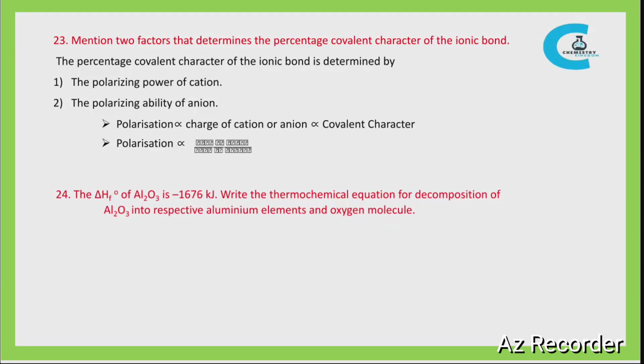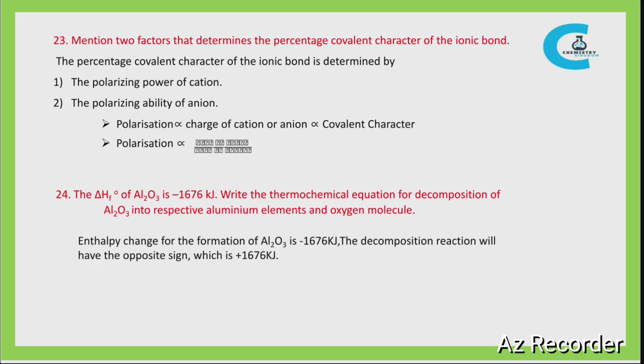Next one, oxygen molecule. They're asking for the thermochemical equation for decomposition of Al2O3. Just write the equation. The formation of Al2O3 is minus 1676, then decomposition will be plus 1676. The thermochemical equation is Al2O3, just heat it, you will get 4Al plus 3O2. This is the reaction for decomposition of solid Al2O3. I hope you understood.